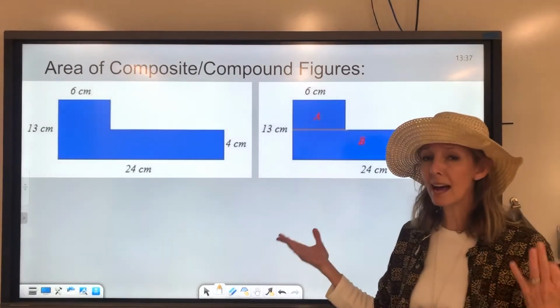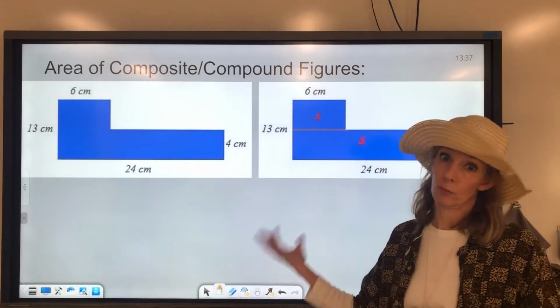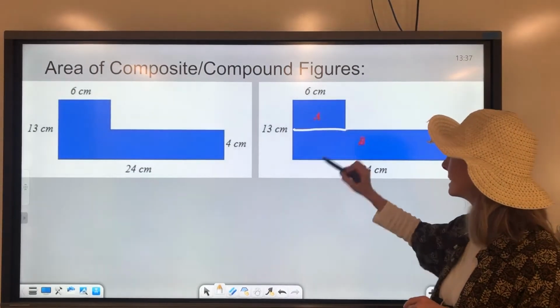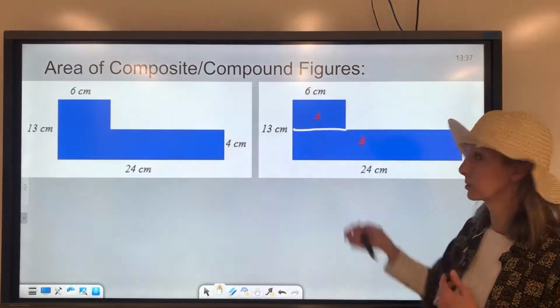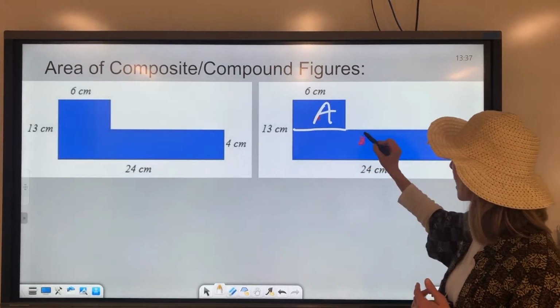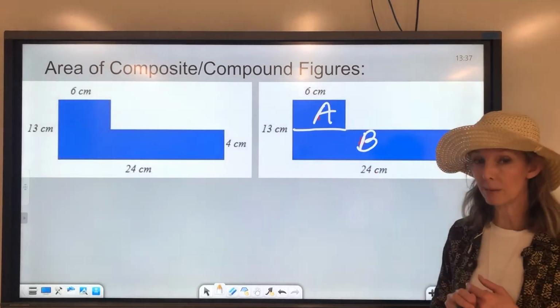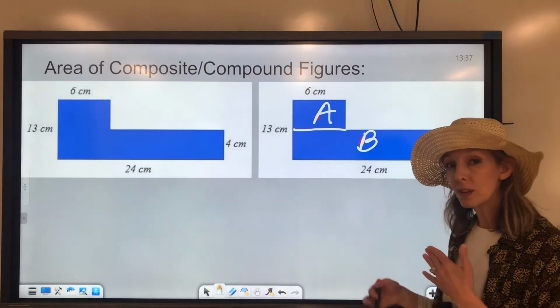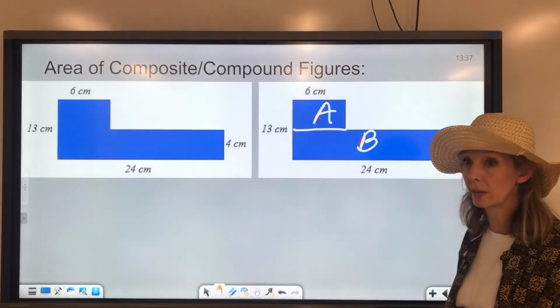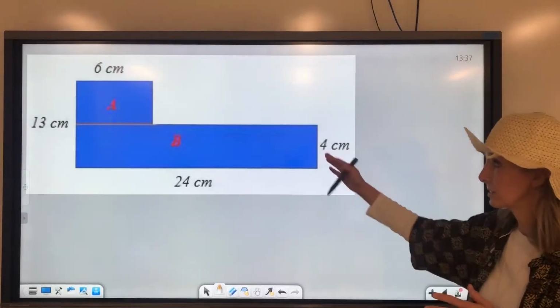And we can see that it's not just one rectangle. If we go ahead and draw a line in it, it's easy to see it as two separate rectangles. We've got the smaller one up top and a really long one down here. So we can call this figure A and this B. So we're going to learn in this video how to find the area of this entire shape by finding the individual areas.